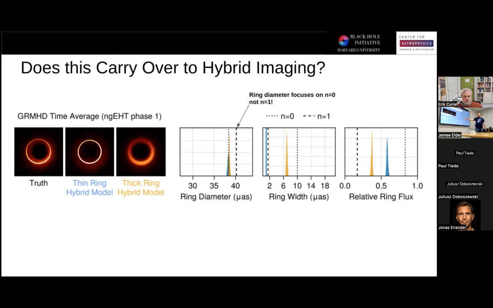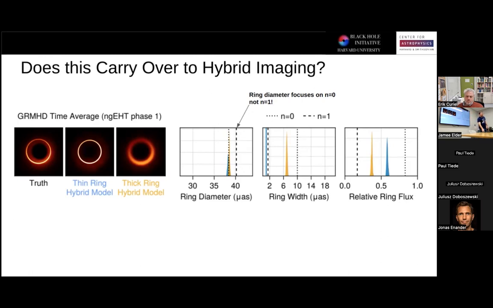And once you put a thick ring down, it's measuring some thickness. It's probably some thickness of the GRMHD once you blur it with a kernel or something like that. I bet it would, at least in a profile image, that's what it looks like. It's just matching the GRMHD profile extremely well. And then the ring flux is still substantially biased. So I would say at this point, the NGEHT doesn't save us from this problem.